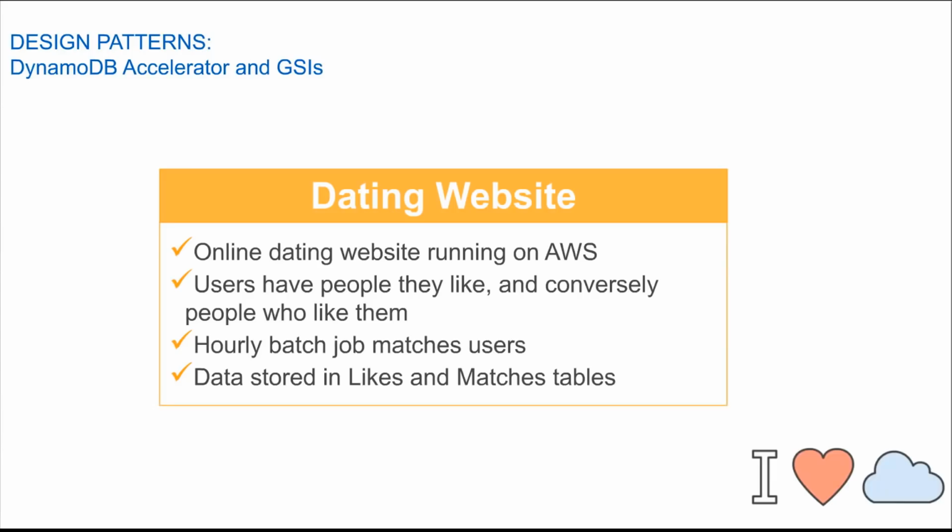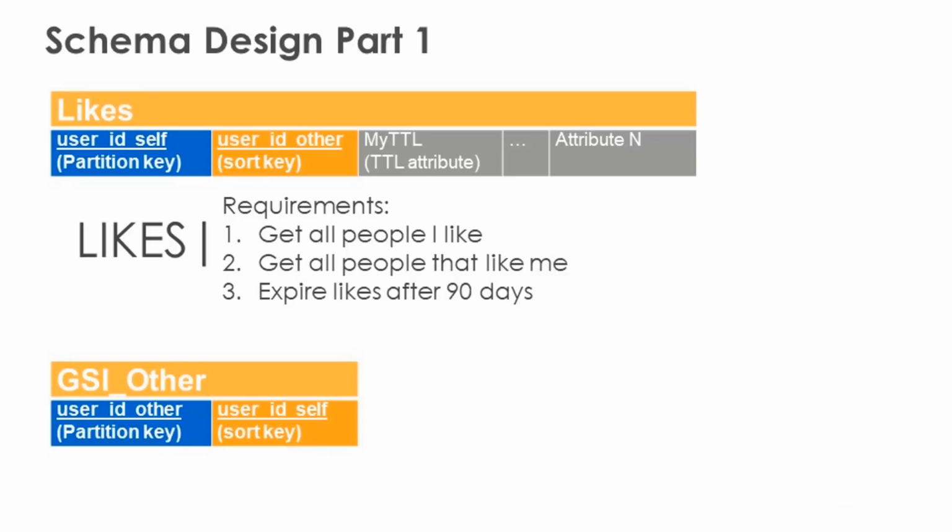Now we're going to get into design patterns here. First, we've got a dating website, based on a real-world customer. They need to be able to accept likes between users. I like you, you like me, and then they need to be able to match them. For our purposes, we have an hourly batch job to match the users.